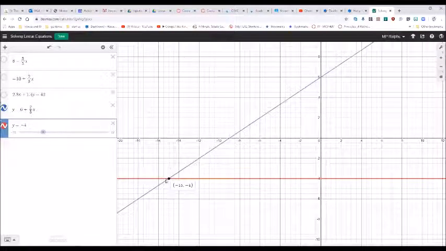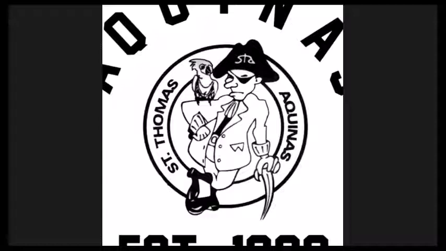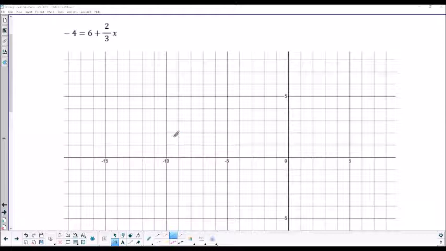So the actual solution to this equation, -4 equals 6 plus 2/3 x, the x value that makes this true, is -15. So if I go back to this, we see that the x value for this is -15, from what we saw in the last example.